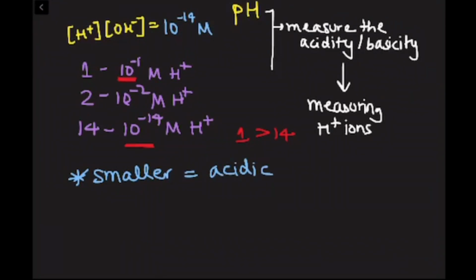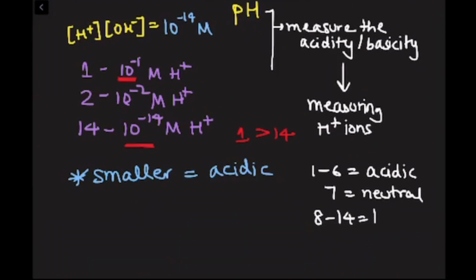Now here's a general guideline to help you understand acidity and basicity. A 1 to 6 on the pH scale is an acidic substance. A 7 on the pH scale is a neutral substance like water or salt. And an 8 to 14 is a basic substance.